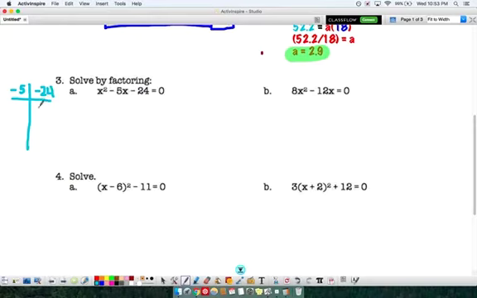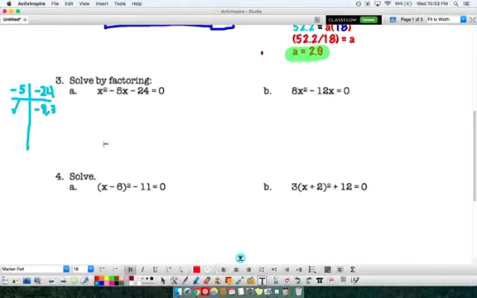Oh, I've got it. -8 and 3. Does that multiply to -24? 8, 16, 24, yep. Does it add to -5? Yep. So, I know this factors easily into x minus 8 times x plus 3, and that's equal to 0.